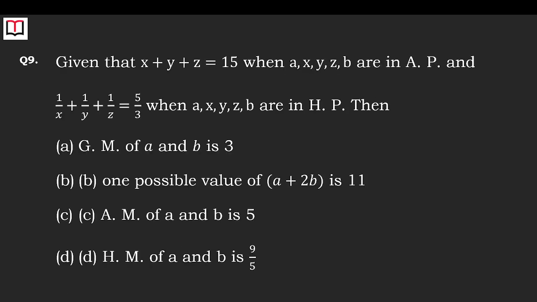Now moving to the ninth question here. The question is, given that x plus y plus z is 15 and a, x, y, z, b are in AP. So we know that the sum of the first and last term is equal to the sum of the second and second last term, which is equal to twice the middle term. So x plus z is nothing but 2y. So 3y is 15. So y is 5.